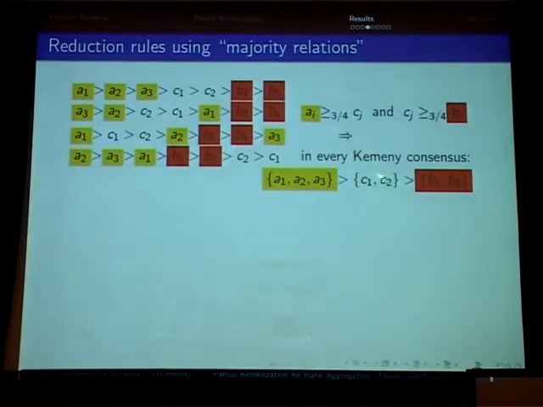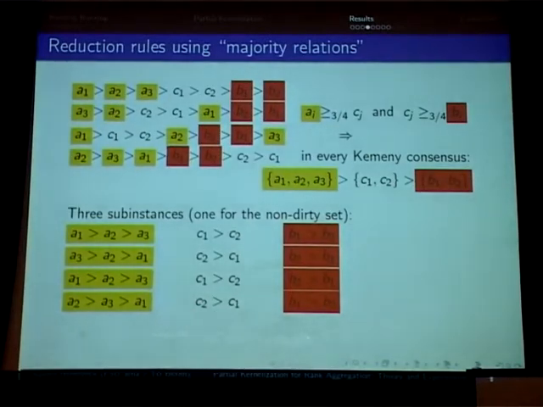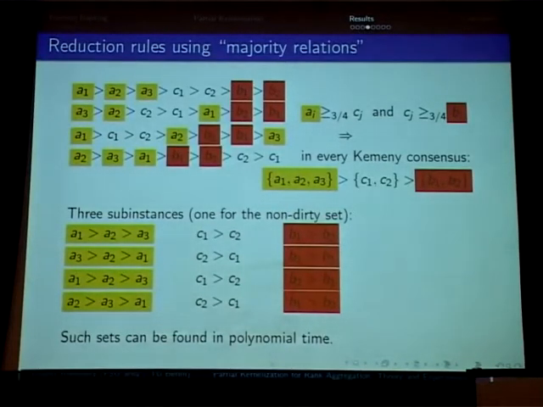With respect to the candidates outside of this set, candidates A1, A2, A3 beat these candidates in three-quarter of the votes, and these candidates beat the candidates B1 and B2 in three-quarter of the votes, and that means we can also split this instance with the only difference that, for our non-dirty set, we also have to construct a sub-instance. But finally, if we solve these instances and have a Kemeny consensus, then we can put it together to get the full solution. And I should mention that these non-dirty sets can be found in polynomial time. I think it's cubic, if there is one.